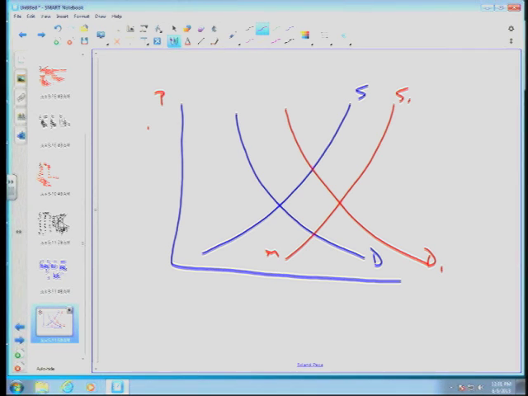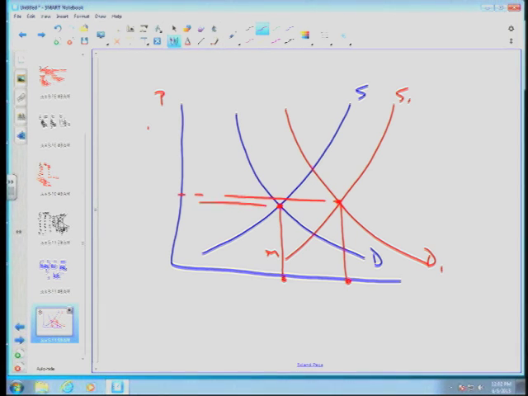What will happen to the equilibrium quantity? Equilibrium always occurs here, right? It's going to increase, right? That makes sense. We want more, and they're giving us more. What about equilibrium price? What's going to happen to that? Stay the same? Might not. In this case, did it stay the same?